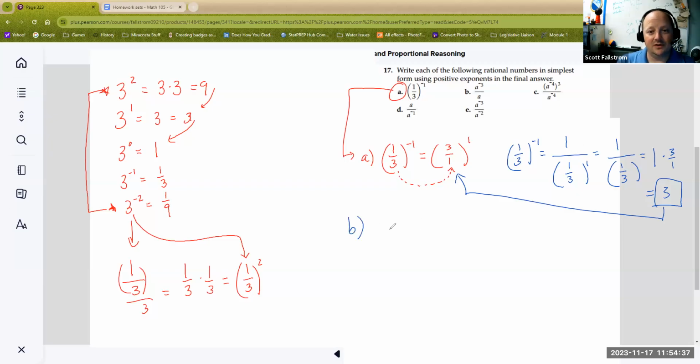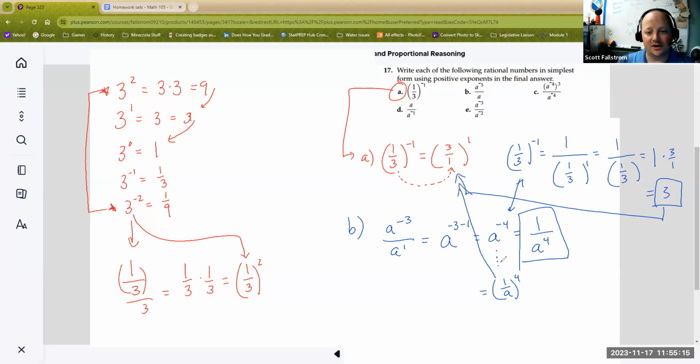So if I was doing part B and I had a to the minus 3 and I had a to the 1, personally, I would rewrite this using the fact that they're the same base, so I subtract the exponents. That's what I would do as my first step, because that way I'm left with a single expression. And then just like we did up here, the negative power becomes 1 over the positive power. Now you could have also written this, and this would be perfectly acceptable, as 1 over a to the positive 4th power. So that matches up with the method that I showed right here.